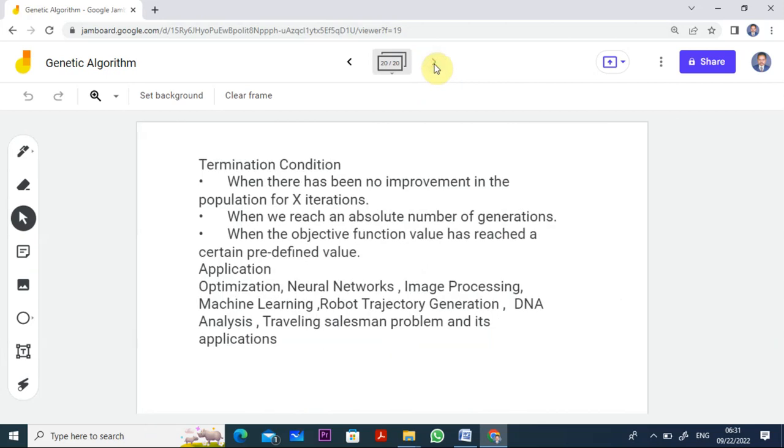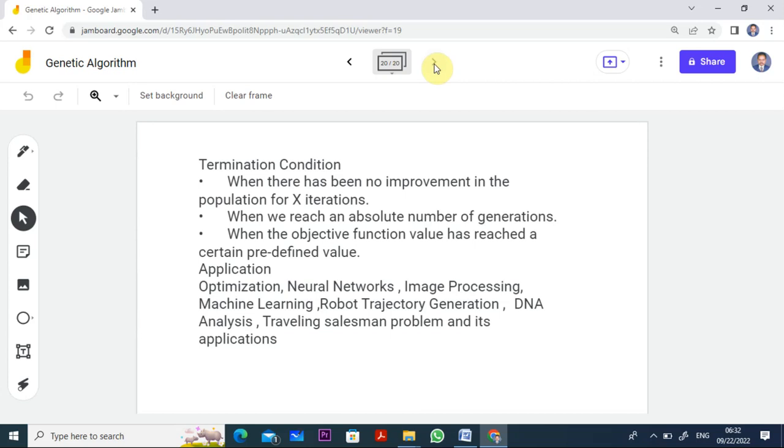Okay. Finally, we come to the termination conditions. One is where there has been no improvement in the population for X iterations, then we have to terminate. Because we are doing all these things for betterment, and if after certain iterations there is no improvement, then we can stop. Another is when you reach an absolute number of generations, say 50 or 100 generations, after that it is stopped. Another is when the objective function value has reached a certain predefined value, because sometimes we fix the objective function value, and when you reach that value you go for the termination condition of the genetic algorithm.